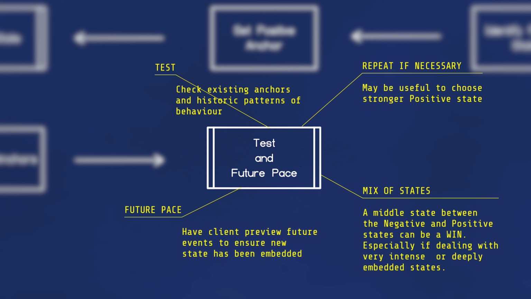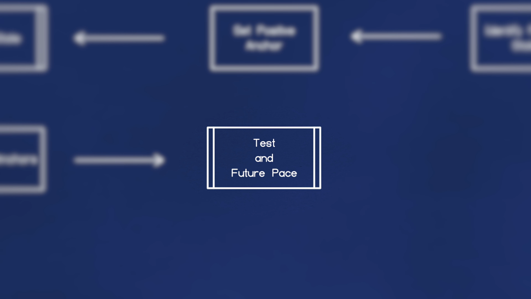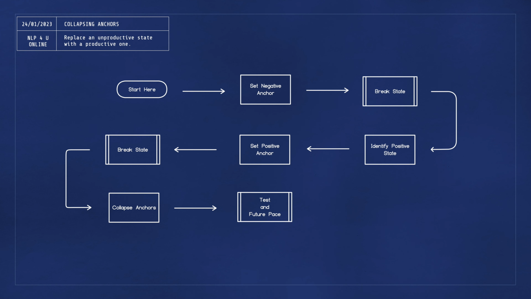Once you've got a successful result, you can revisit the positive state anchor and just bump up the intensity for the client and have them access it a few times. This just cements the feeling for the client. And that's it for the classic Collapsing Anchors NLP change pattern. And as with pretty much all NLP-based therapy, you'll probably spend more time discussing the client's issues and outcomes than you will running the pattern.